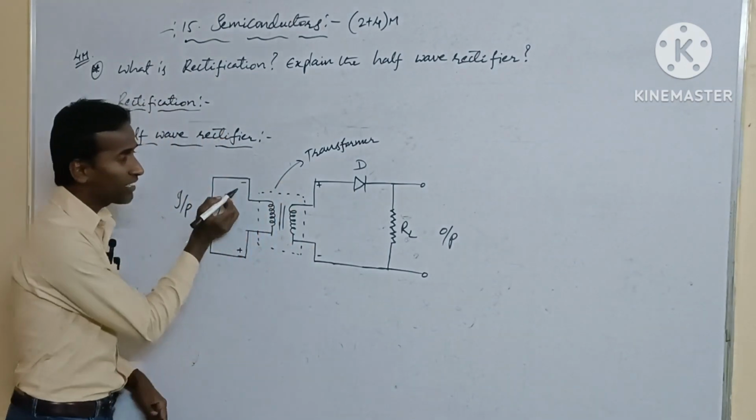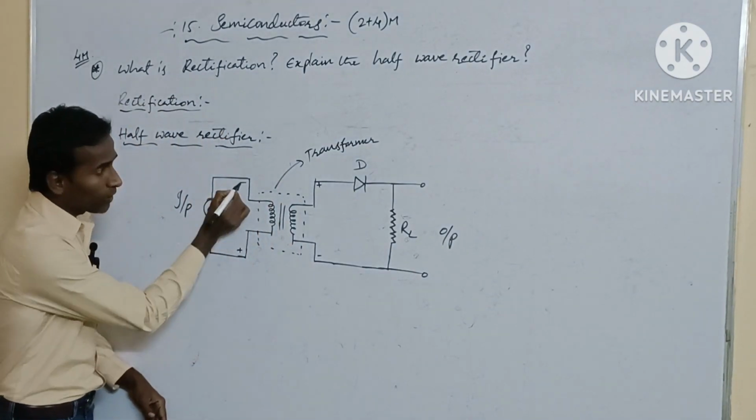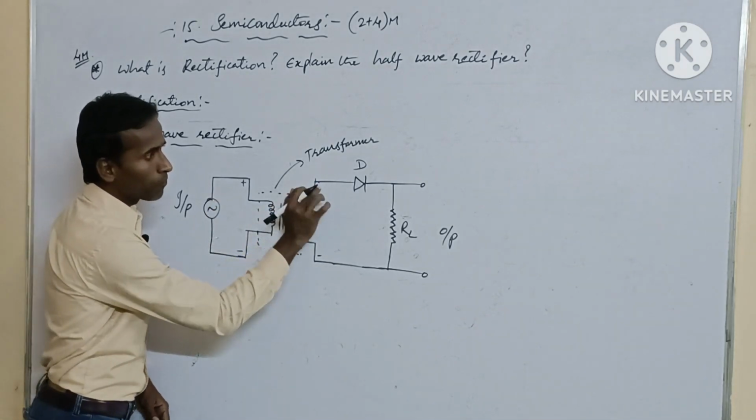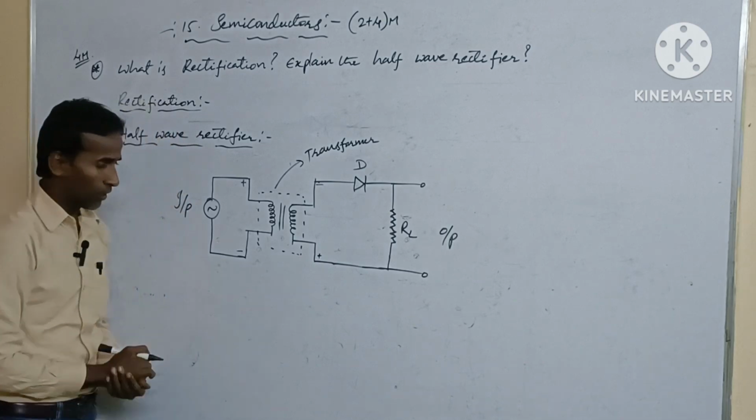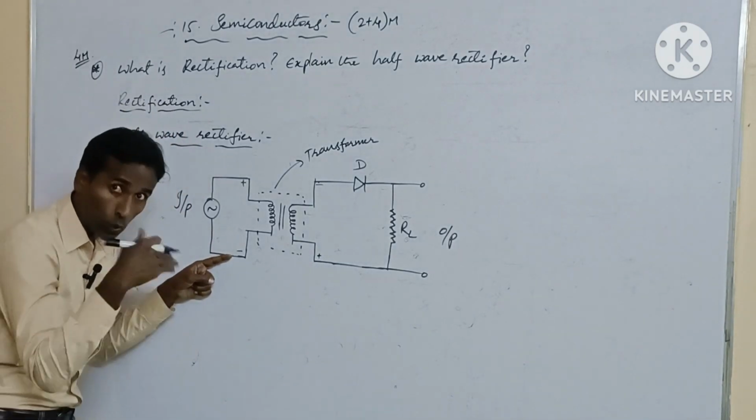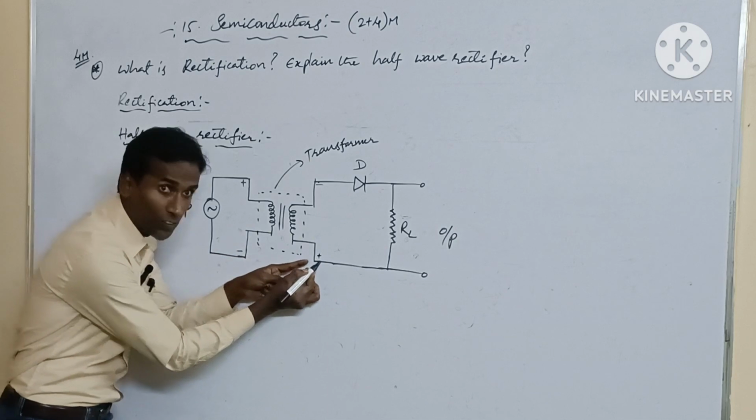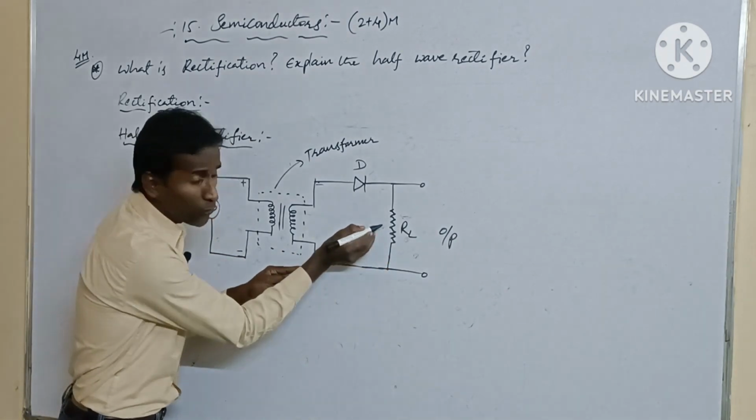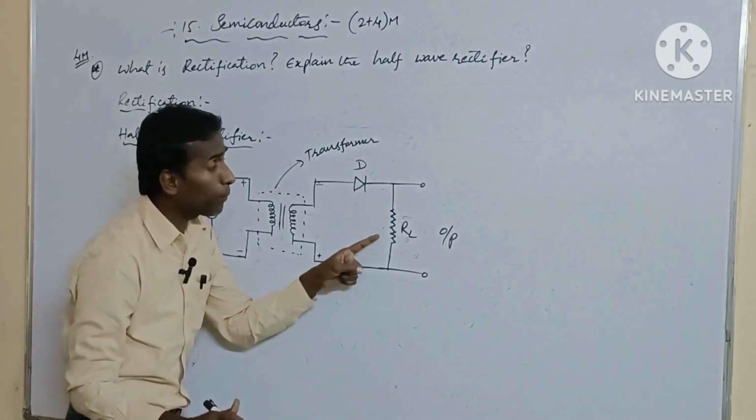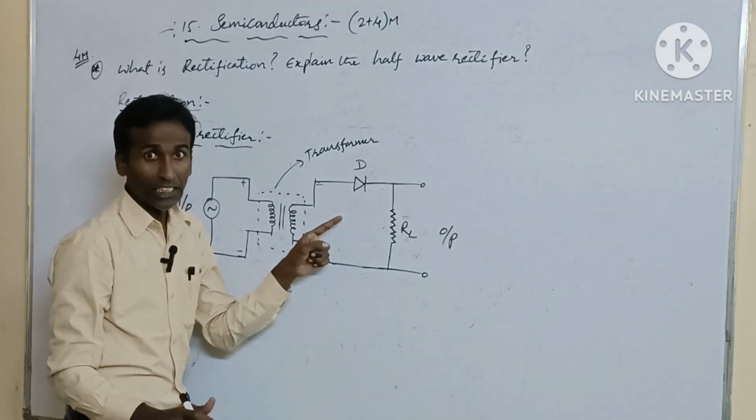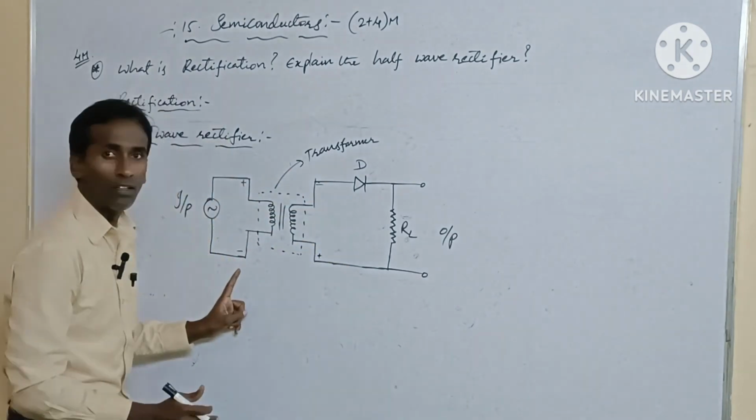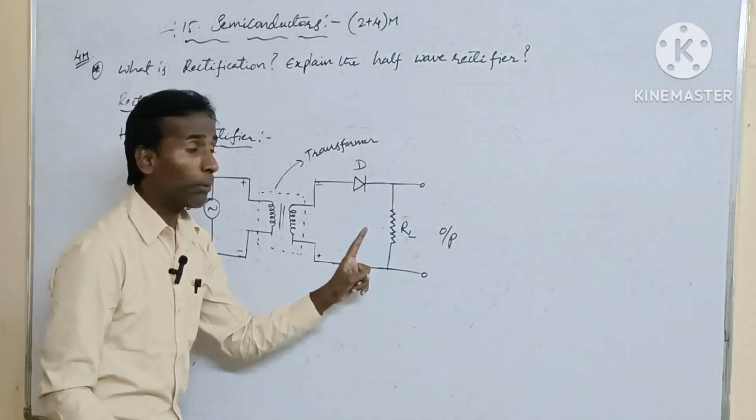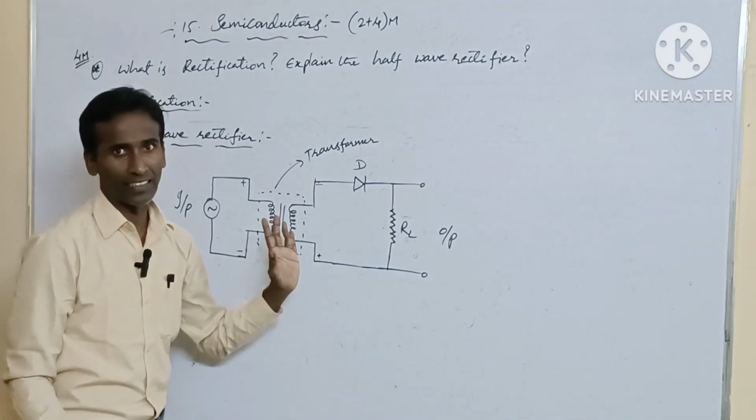Suppose we change the symbols of this circuit: here positive symbol, here negative symbol, here negative symbol, here positive symbol. When the current passes from the primary circuit, negative to positive, the current passes through the load resistance. But the current cannot pass through the diode D. That's why, during the negative half cycle, the current doesn't pass through the load resistance.